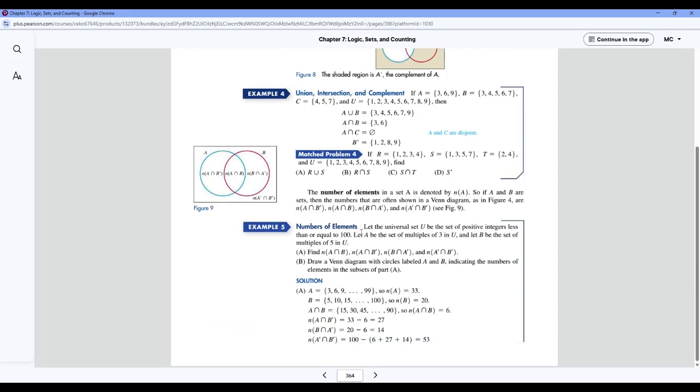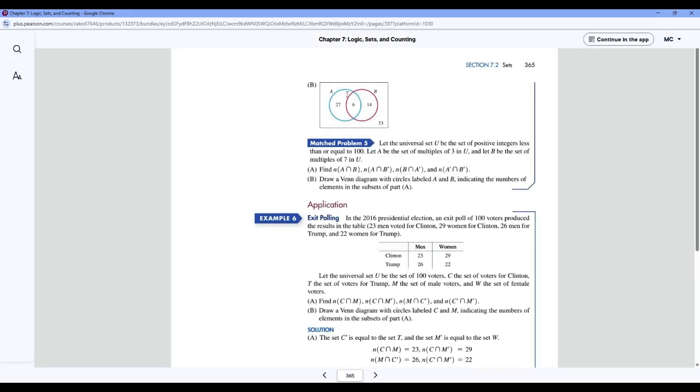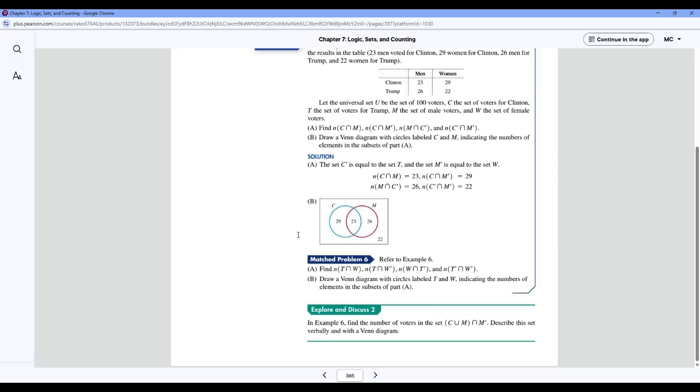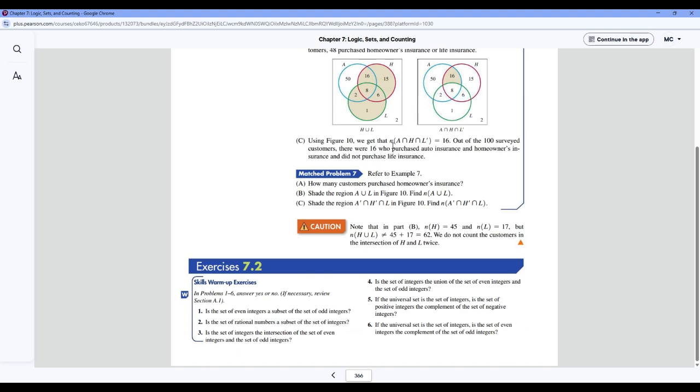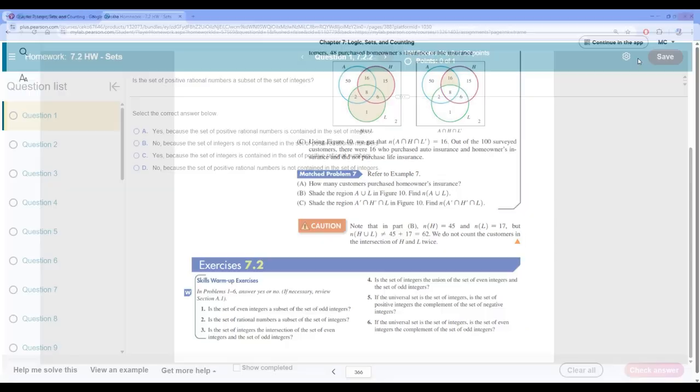All right, so going through the set notations, truth tables a little bit, numbers, moving on, just some examples, insurance. Okay, I think that's going to be it. So it should be pretty straightforward, actually.